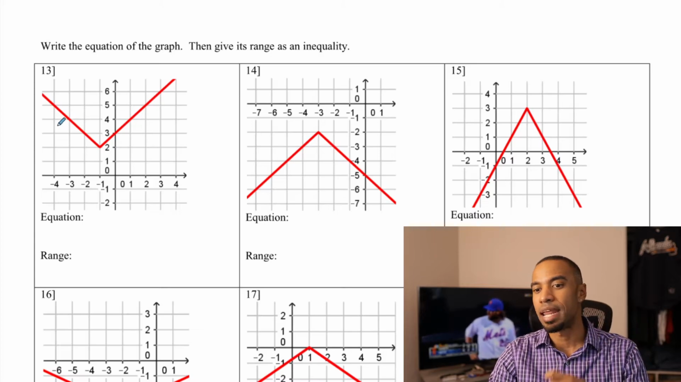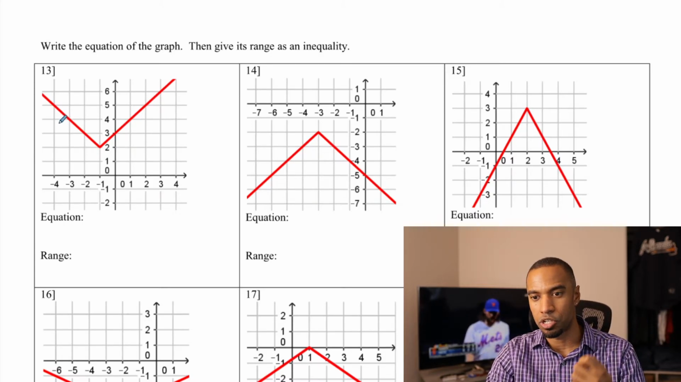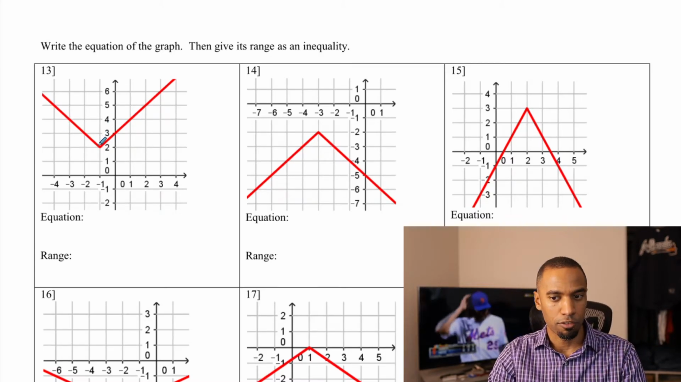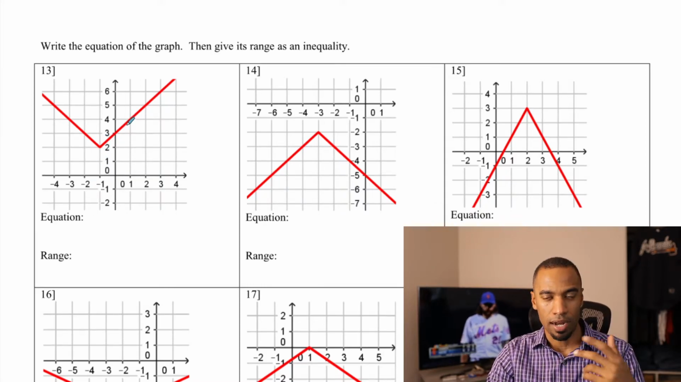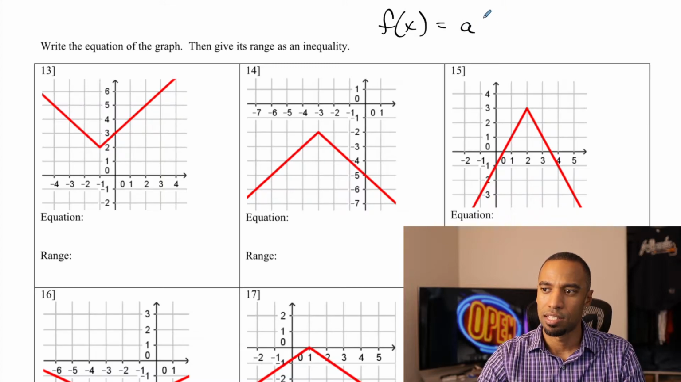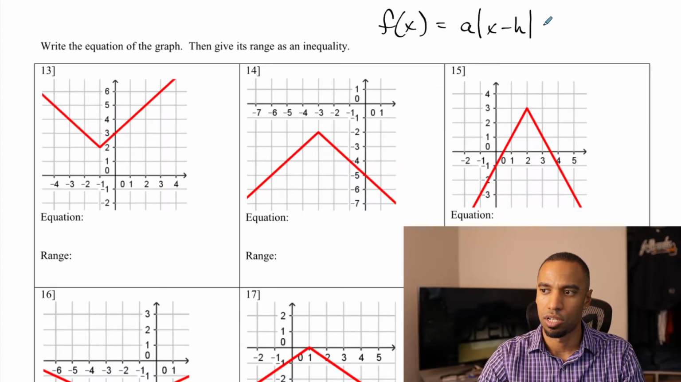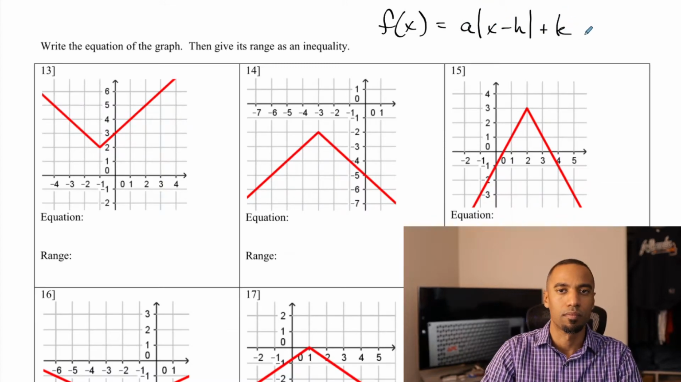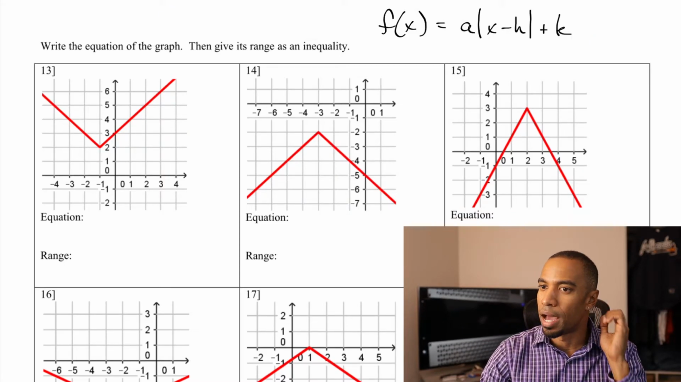But right now what we're going to do, guys, is come up with the equation based off finding the information, pulling it out, and then writing it based on, once again, f of x equals a times the absolute value of x minus h plus k. All right? So here's what we got.